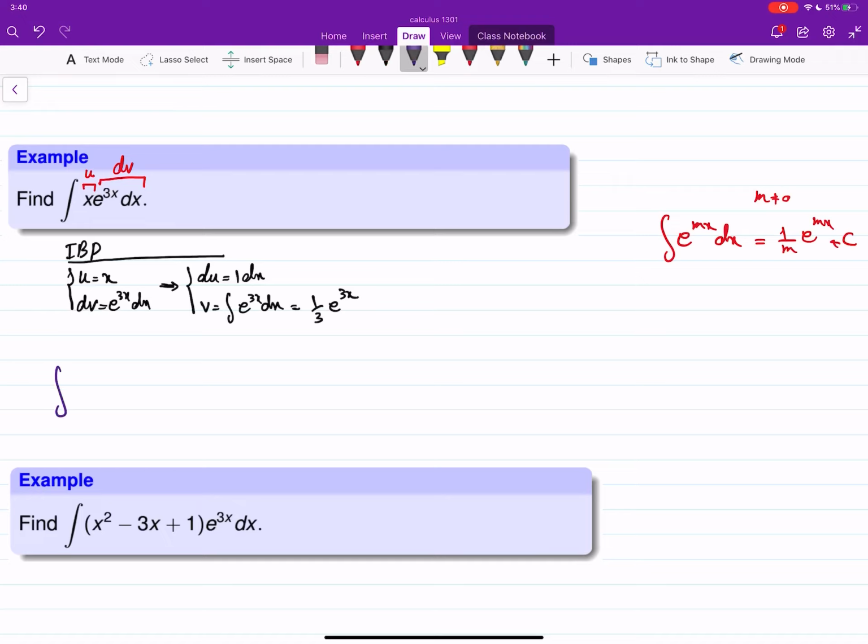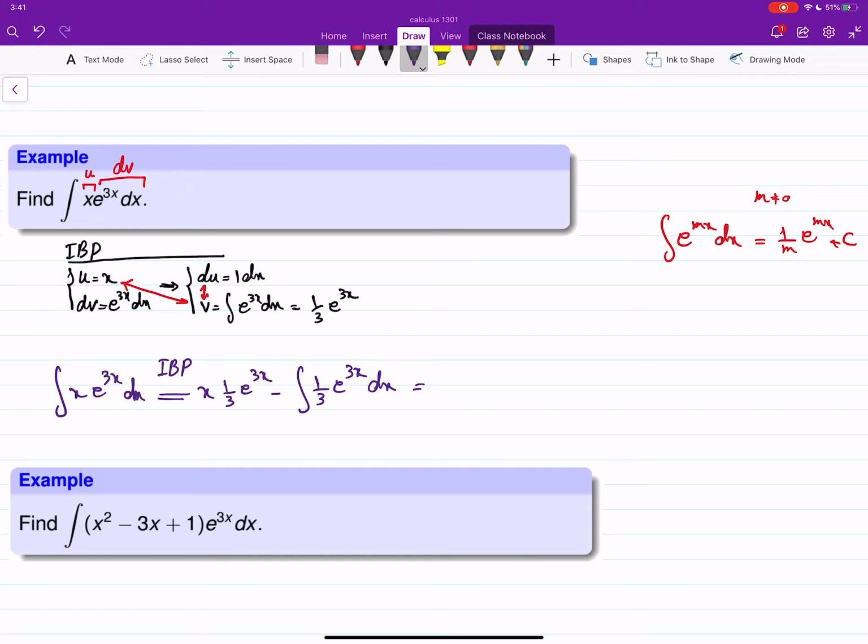And then go ahead and apply the IBP here. Integration by parts says that since you have that pattern, that integral is going to be u times v, so x times one third of e to the power 3x, minus the integral of v, one third of e to the power 3x, times du. Du here is 1 dx, so I just write dx.